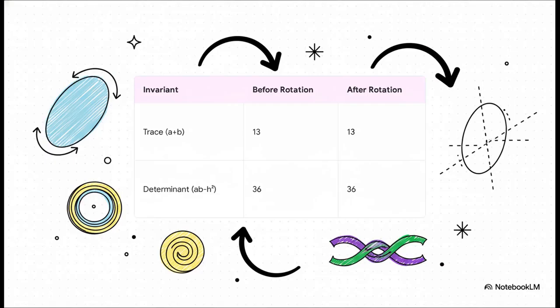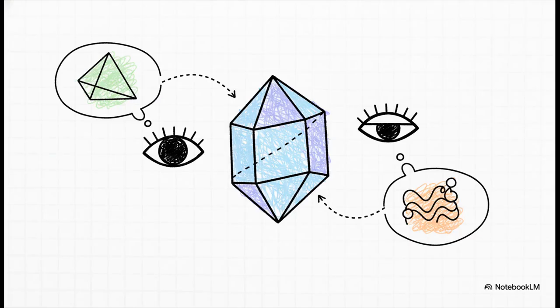And this table just proves it, plain and simple. Take a look at the trace. That's just the sum of the coefficients on the squared terms, and the determinant. Before we rotated anything, they were 13 and 36. After we rotated it and the individual numbers changed like crazy, those two core values stayed exactly the same. They are invariant. And that is the big takeaway here. Translation and rotation don't change the object itself, they just change our description of it. By finding the right perspective, we can make that description as simple and as elegant as the object truly is.